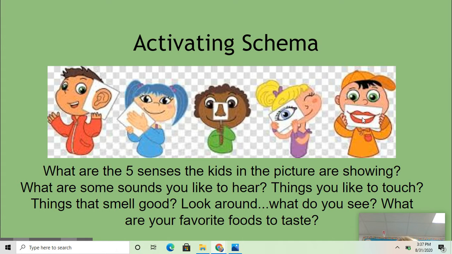And then last, we have a kid who is using the sense of taste. What are some of your favorite foods to taste? And what are some things that you've tasted and you have not liked it?